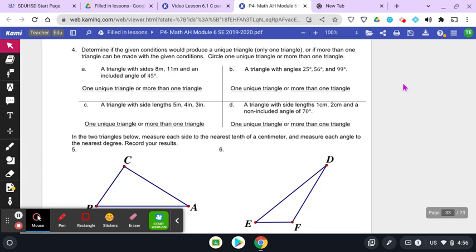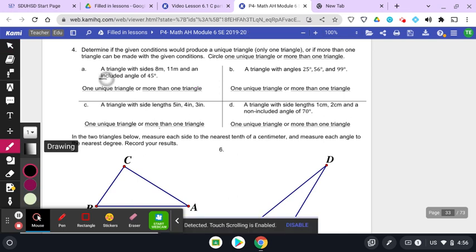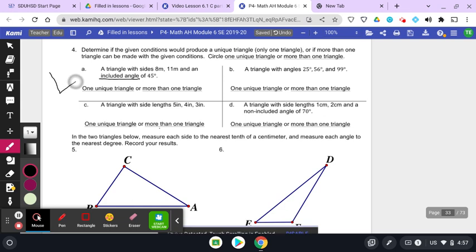It says determine if the given conditions would produce a unique triangle, only one triangle, or more than one triangle can be made from the given conditions. Circle one unique triangle or more than one triangle. So we have to look at what's given and decide which situation we have. A triangle with sides 8, 11, and an included angle of 45. So I have to remember that it's saying included angle. Included means that the 8 and the 11 are locked in by that 45 degree.